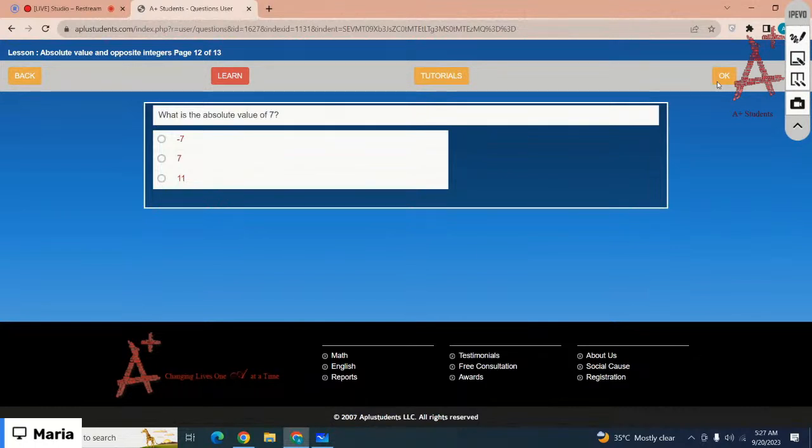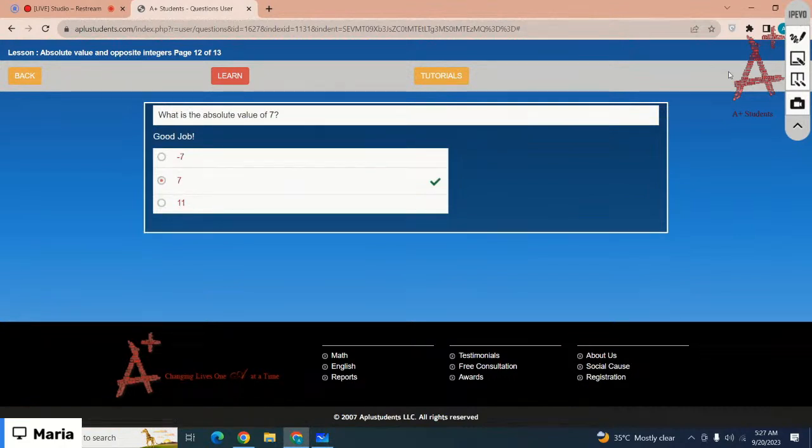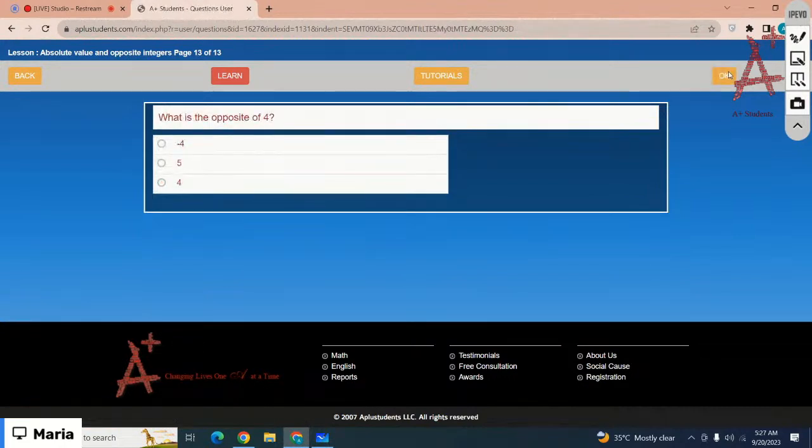What is the absolute value of 7? 7 it is, right? What is the opposite of 4? That would be negative 4.